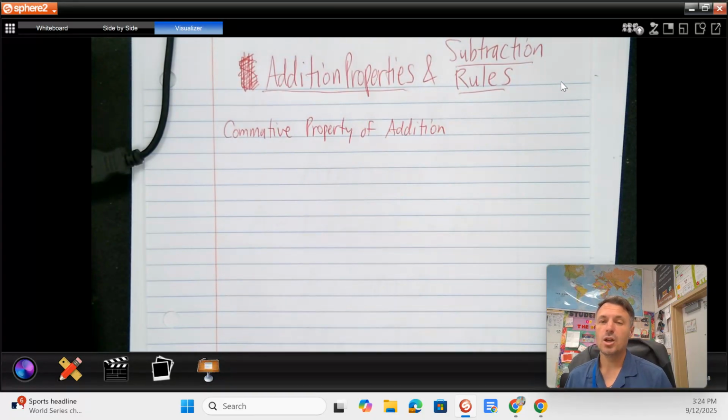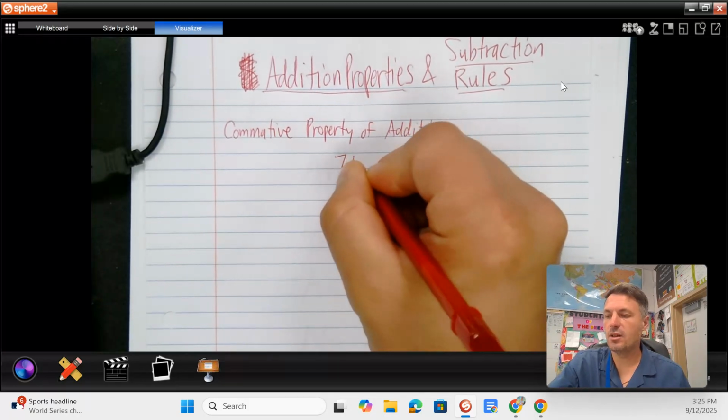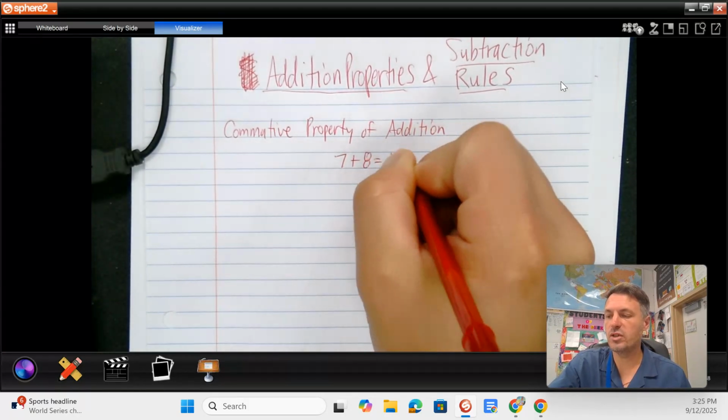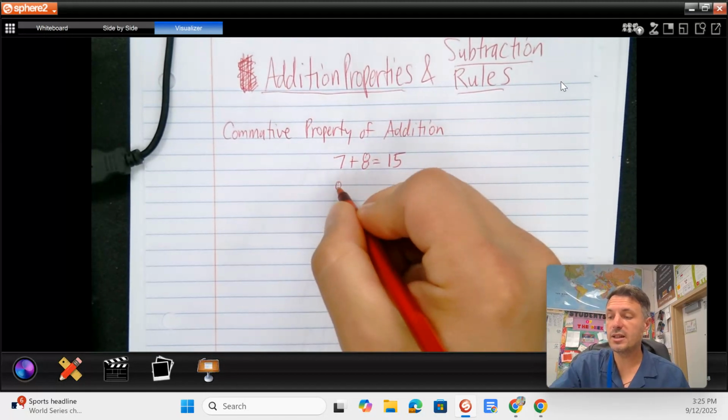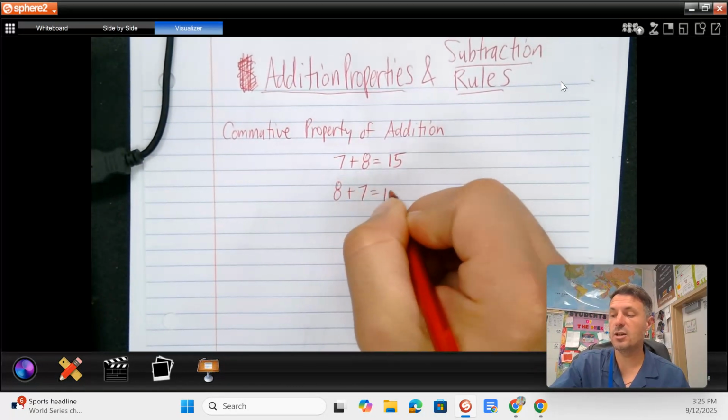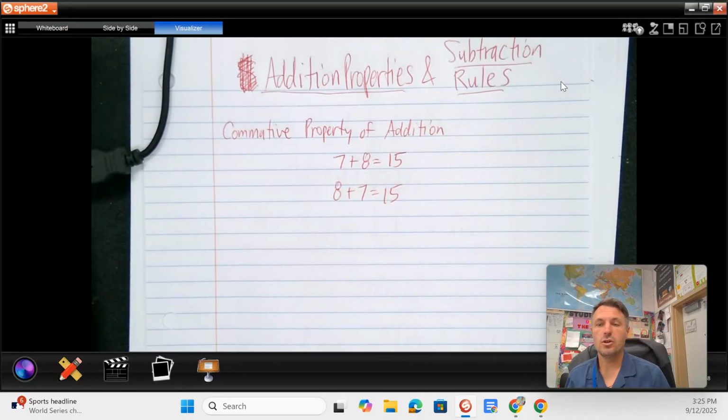So basically, when you're adding numbers, you can change the order of the numbers that you're adding and the answer still stays the same. So for instance, 7 plus 8 equals 15, right? Well, we can change the order of the 7 and the 8. We can say 8 plus 7 equals 15. So it's pretty simple. When you're adding, it doesn't matter which order you add the numbers in, the answer or the sum still stays the same.